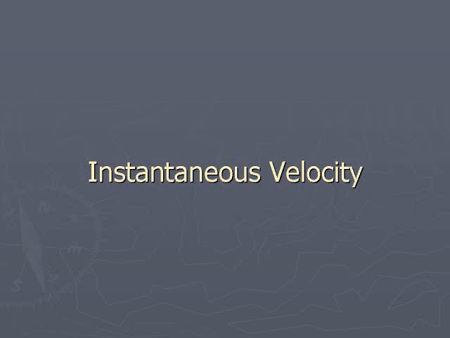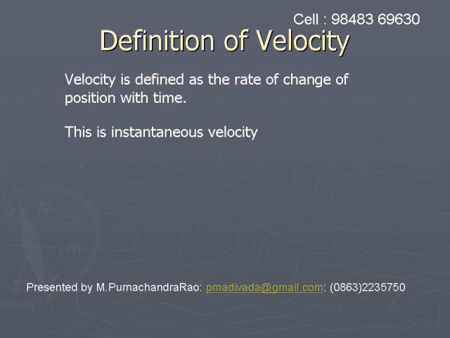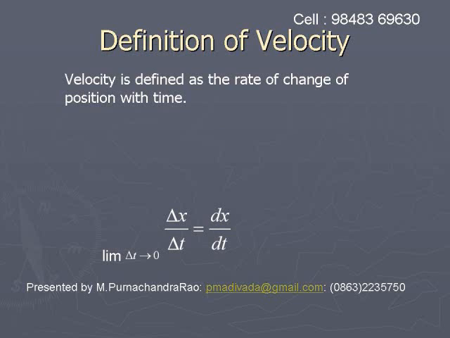Definition of velocity. Velocity is defined as the rate of change of position with time. And this is called instantaneous velocity. The rate of change of position of a particle with time is called instantaneous velocity.